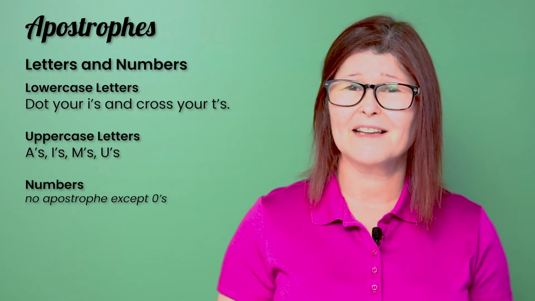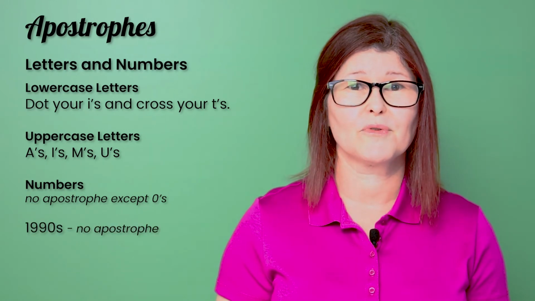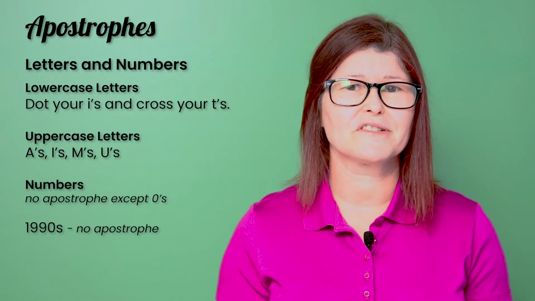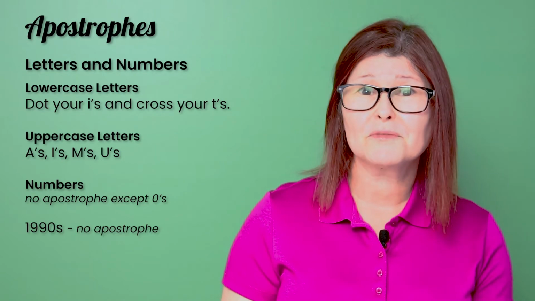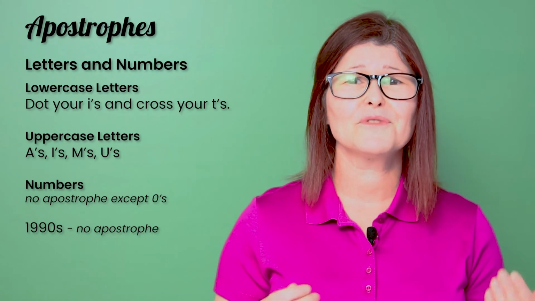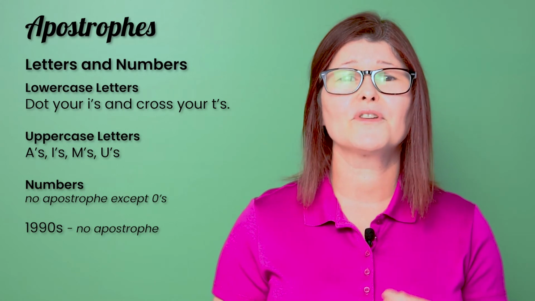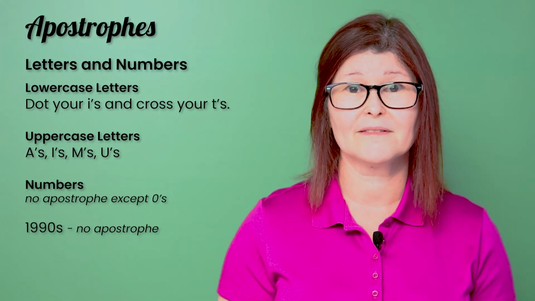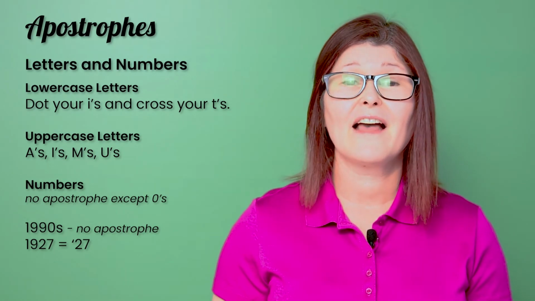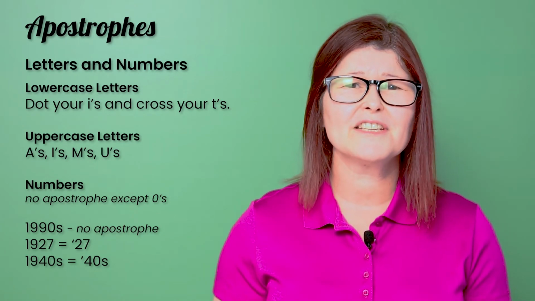If we are talking about a decade, say the 1990s, we don't use an apostrophe anymore. Like I said earlier about apostrophe fashions, that's one of them. We used to put an apostrophe, but now we don't. However, if you are shortening the date to show the last two numbers only, then put an apostrophe before the number. So 1927 becomes apostrophe 27, and the 1940s becomes apostrophe 40s, because we need to show that the numbers are missing.